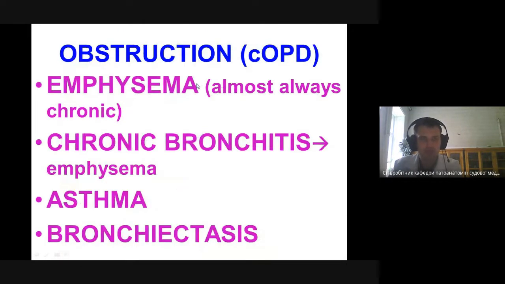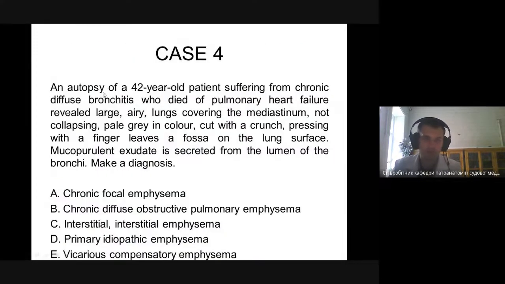Obstructive pulmonary diseases are emphysema, almost always following chronic bronchitis in years or decades after its onset, asthma, and bronchiectasis. So let's look at them.